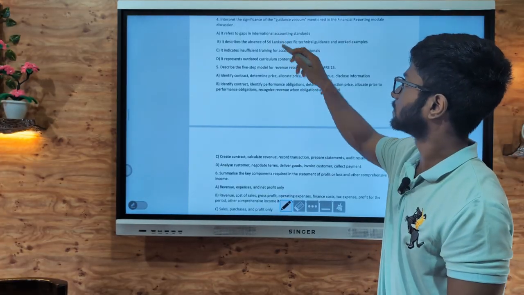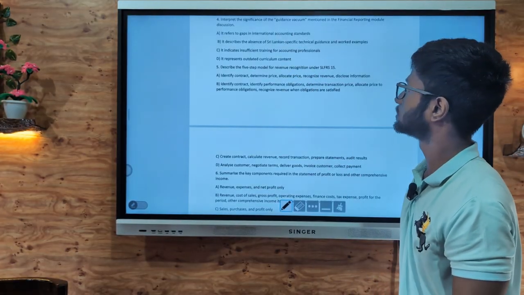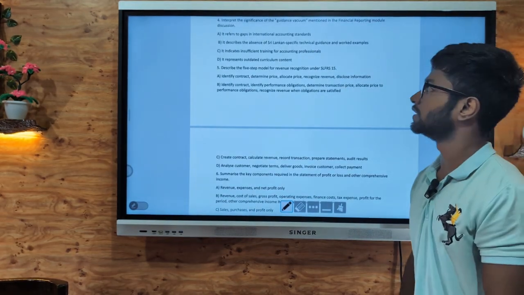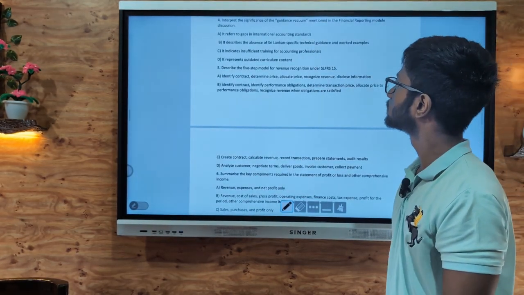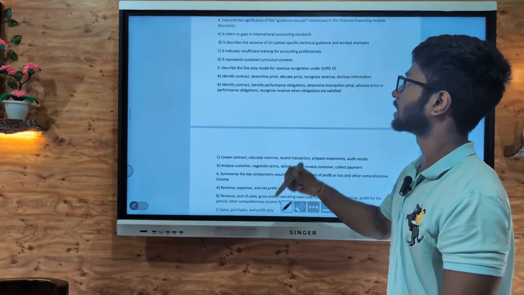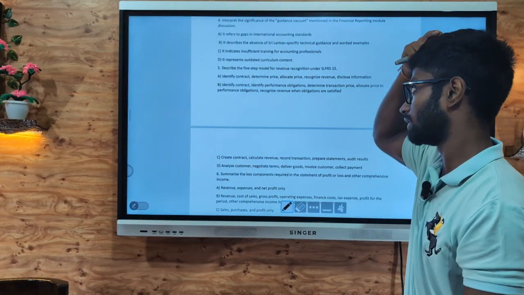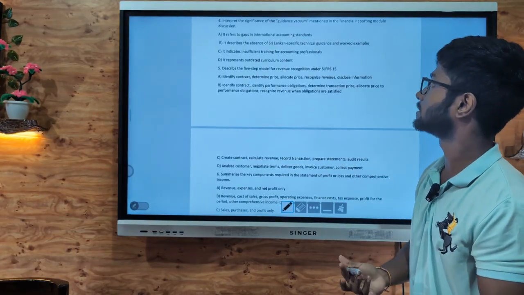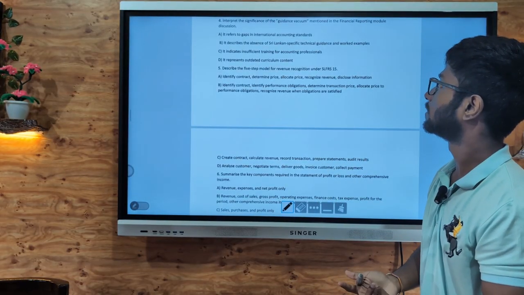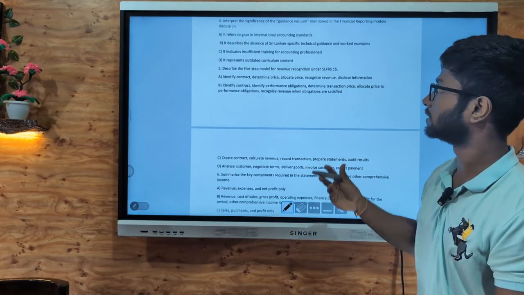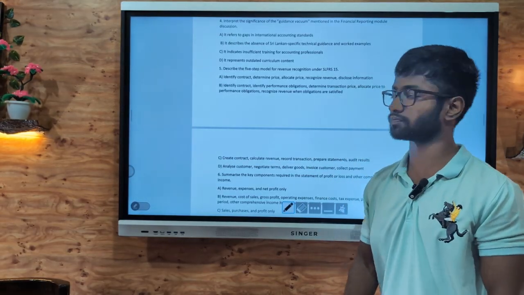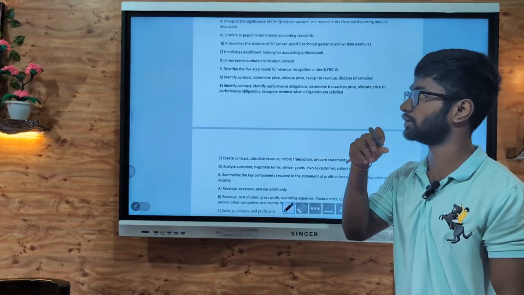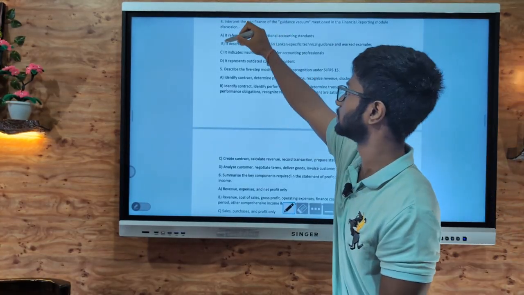Interpret the significance of the guidance vacuum mentioned in the financial reporting discussions. Here, does it refer to the gaps in international accounting standards? No. B, it describes the absence of Sri Lanka specific technical guidance. So if there is an absence, you follow the guidance vacuum in the financial reporting module discussion. So it should be answer number B.